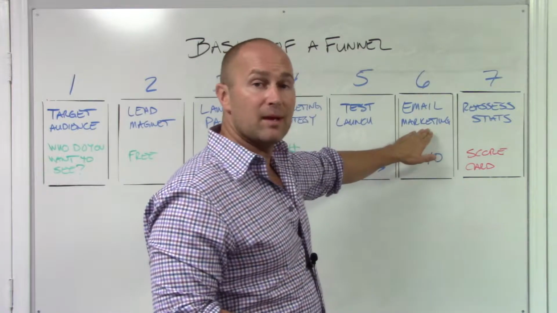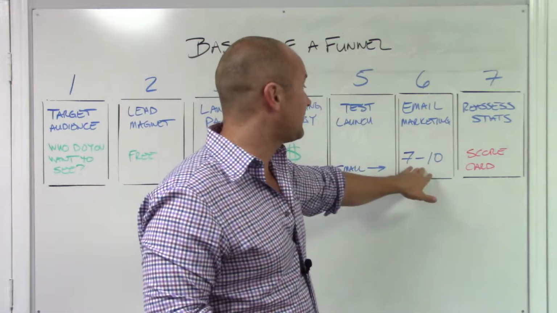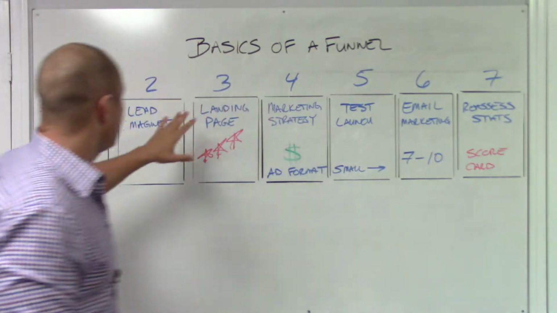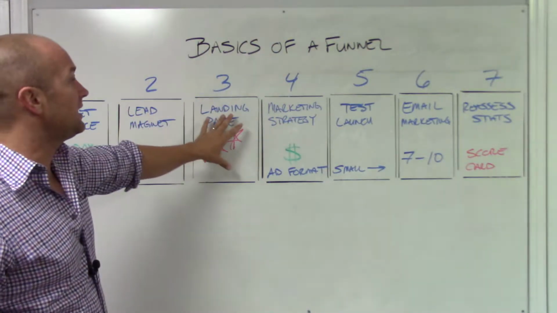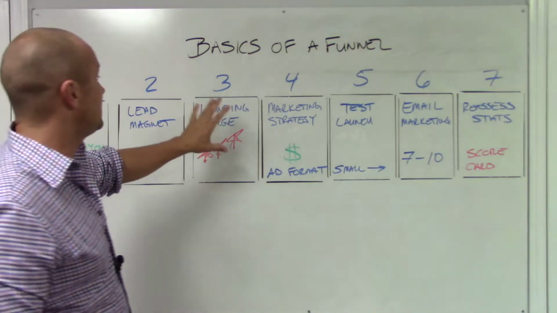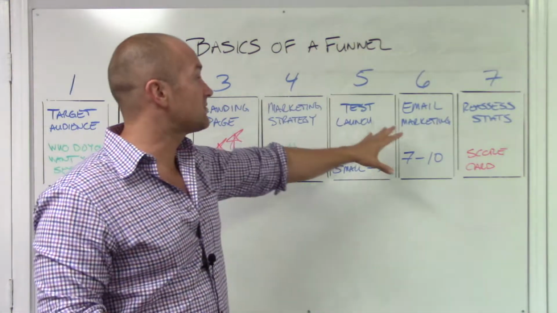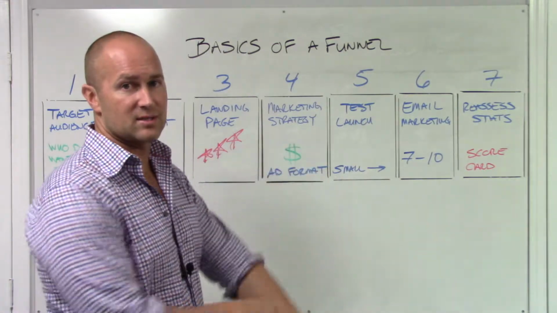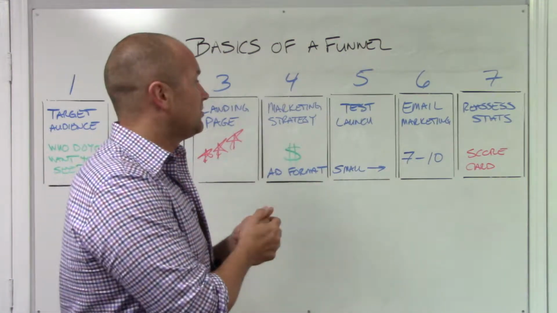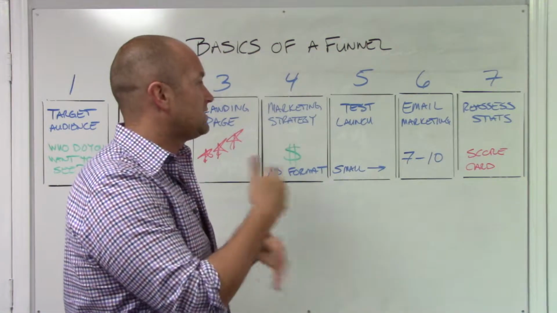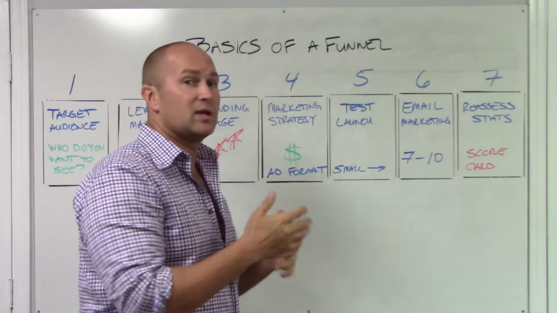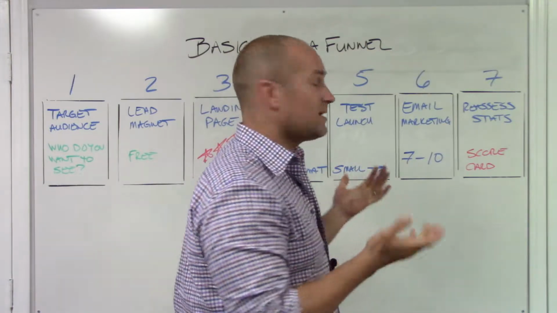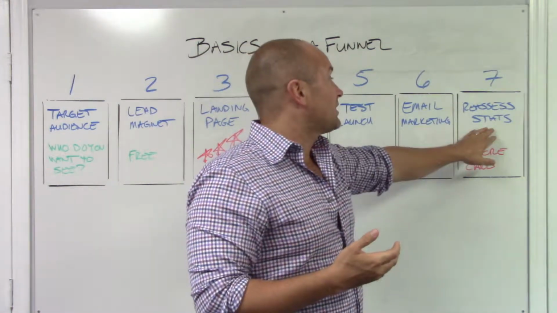If you're going to use an email marketing system, you want at least 7 to 10 emails. And this is going to be in exchange for the lead magnet on the landing page, where you can also give them the lead magnet, but you also give them some content and education via an email marketing system. And you'll be able to get them educated and give them some good content that way via emails. And then at the end of everything, you have to reassess your stats.